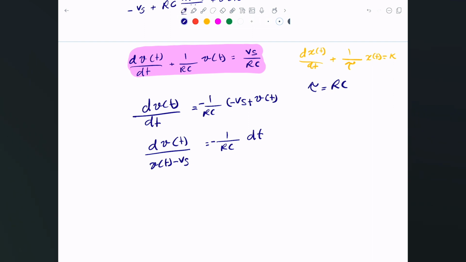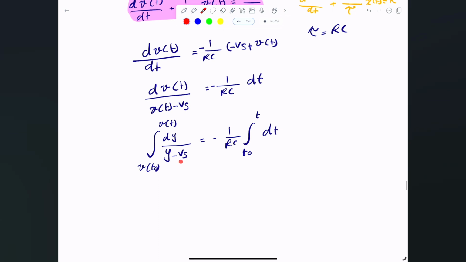All right, so we take basically the integral of both sides. So the integral in here will be dy divided by y minus vs, and that becomes, from v of t0 all the way to v of t, equals negative 1 divided by RC from t0 all the way to t, and that's dt. And again, I did change the variable in here because I want to use v of t in the limits. The same goes in here. I probably should change this one from t to x in here. So I did change a variable because I want to use t in the limit of the integral.